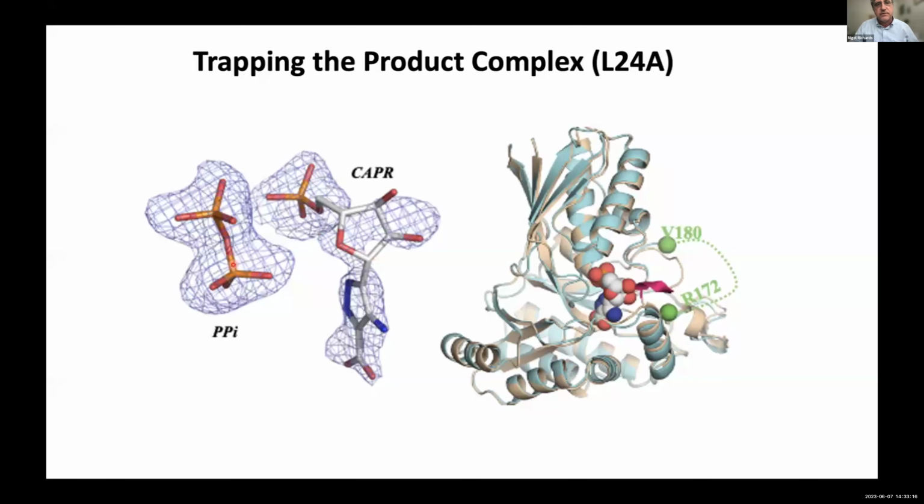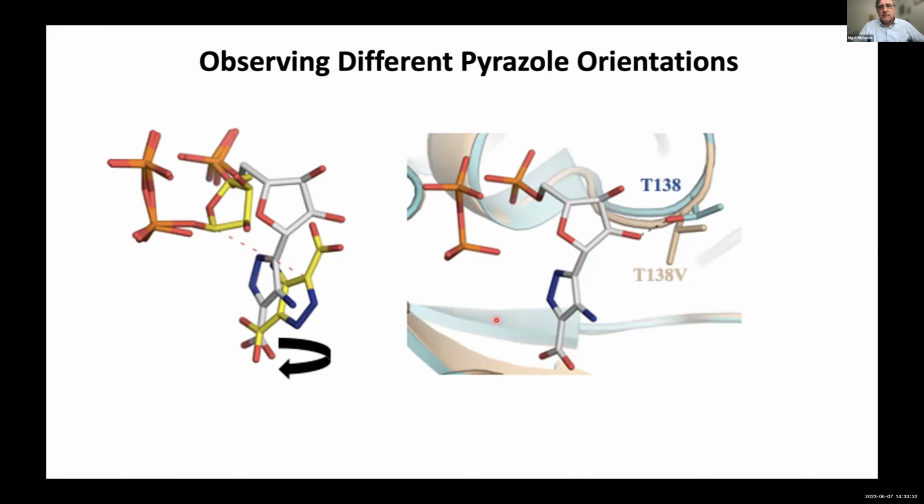And the problem is in the two structures, and I wouldn't look too closely here, I would look at this. In the two structures, the orientation of the amino group on the pyrazole ring is different. So in the Michaelis complex, it's kind of pointing away from us. In the product complex, it's kind of pointing towards us. And now we have a problem. The problem is which orientation is actually the correct orientation. Are both of these structures correct?